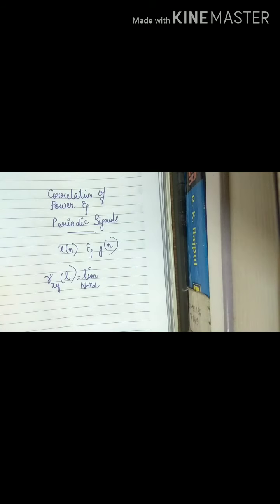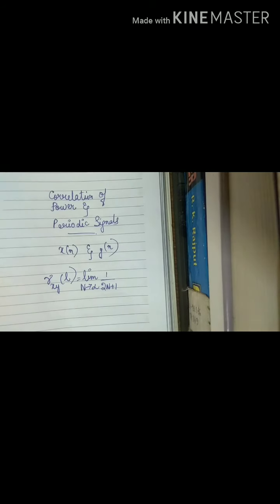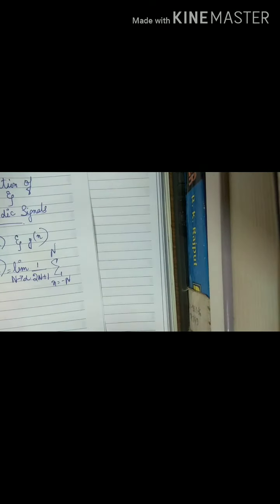The last topic of today is correlation of power and periodic signals. This is our last topic today. Let us again have two signals xn and yn. Let both the signals be power signals. Then their cross correlation sequence will be the limit as N tends to infinity, as per the formula for calculation of power, of 1 by twice N plus 1, summation with limits n ranging from minus N to plus N, x of n, y of n minus l.